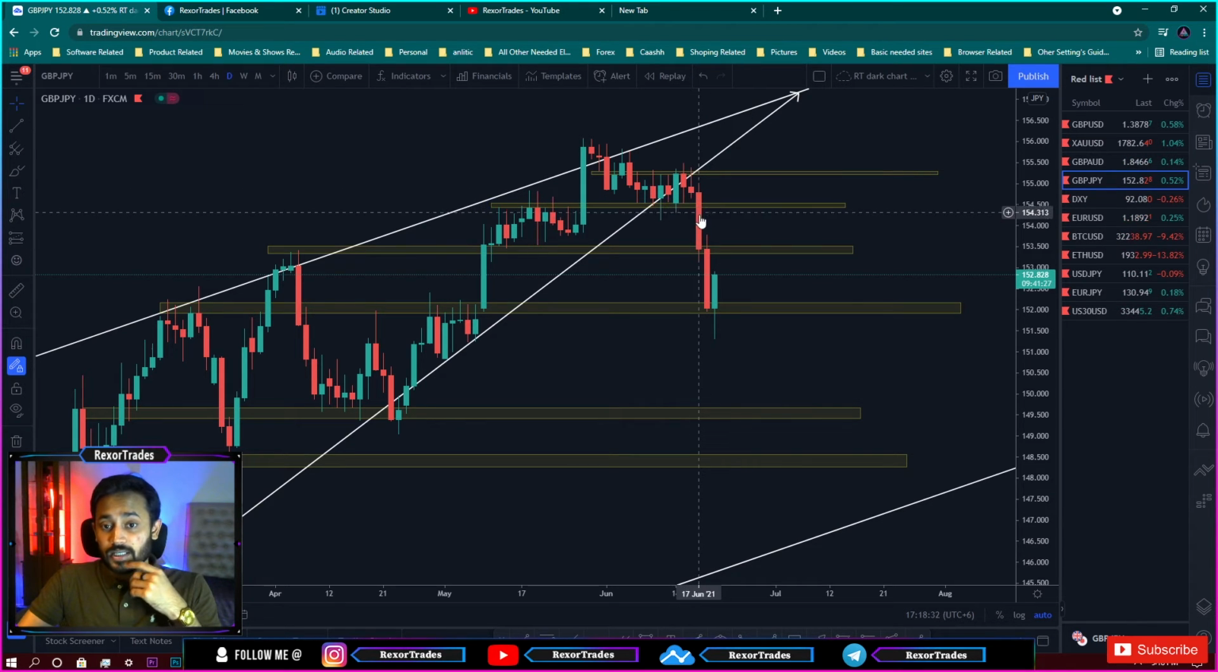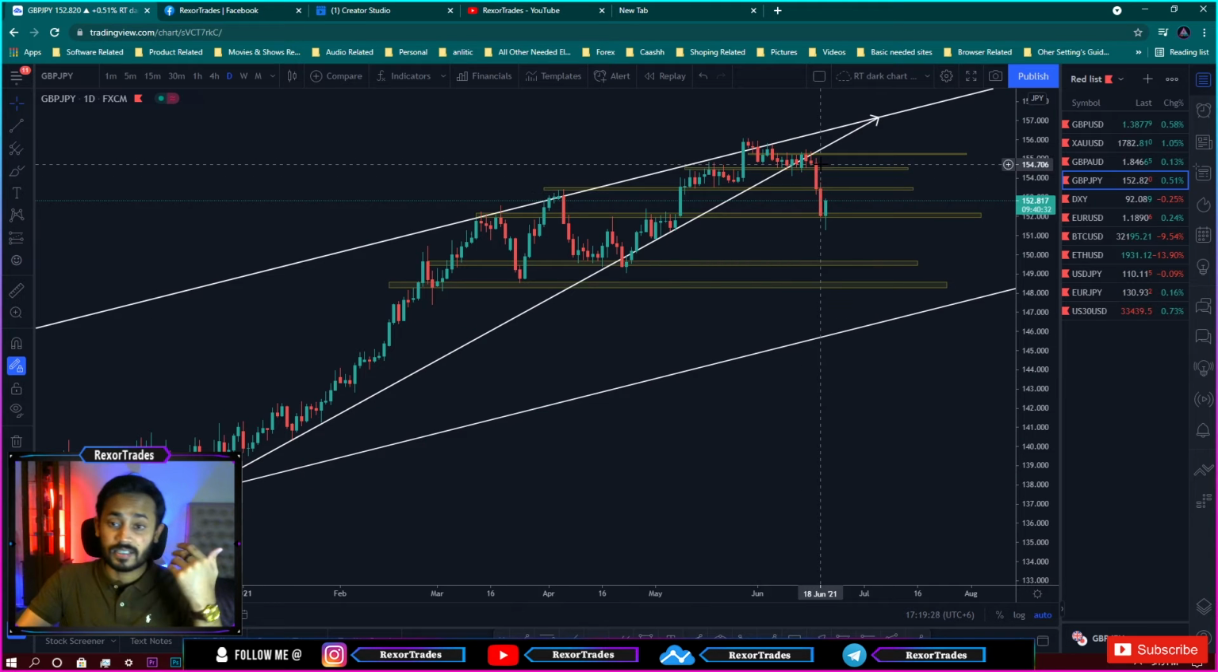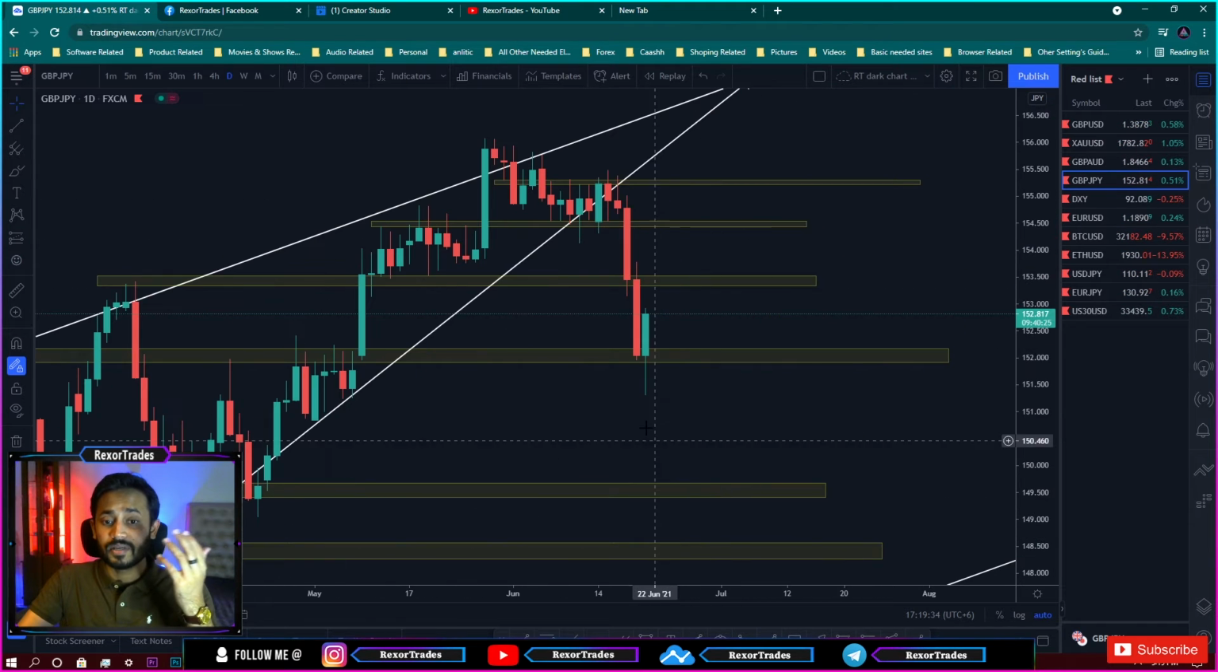If it does, then it will gain a lot of huge bearish momentum, and then it might come all the way towards this zone over here or even this zone over here. That's what GBPJPY is exactly doing right now. So it broke below this zone and this trend line and came down to this zone, currently making some pullbacks.